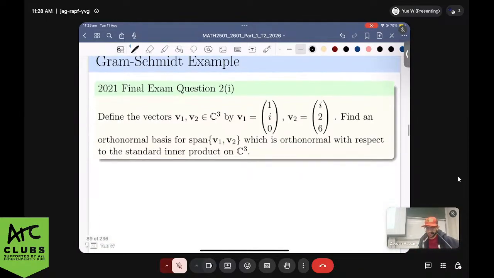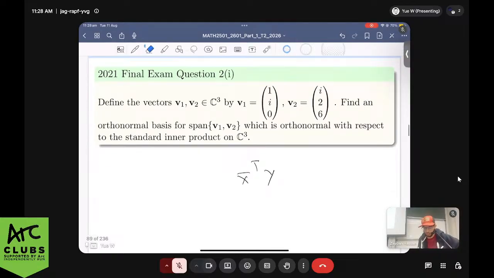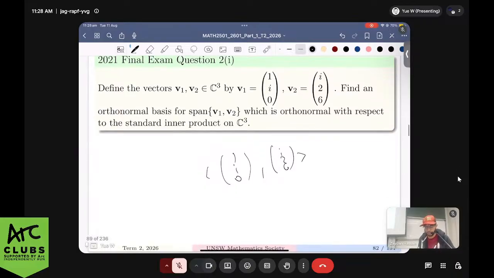Okay, Gram-Schmidt example: you're given these two vectors in C3. Find the orthonormal basis for them. Keep in mind we use the standard inner product on C3, which is x bar transpose y. So I'll just show you an example of that. I don't think I covered it, but take (1, i, 0) and (i, 2, 6). This is not the usual dot product. You actually have to conjugate the first vector first. So it's 1 conjugate.